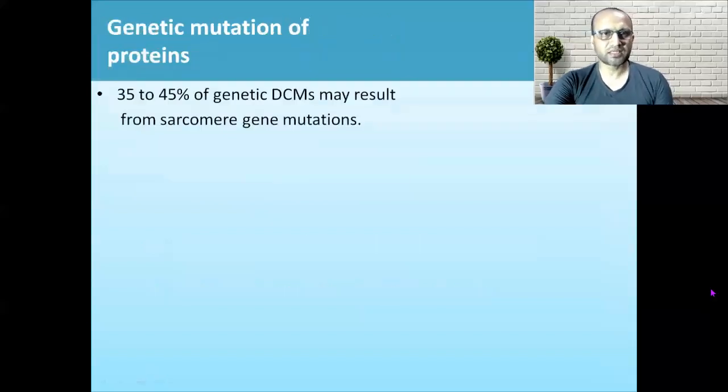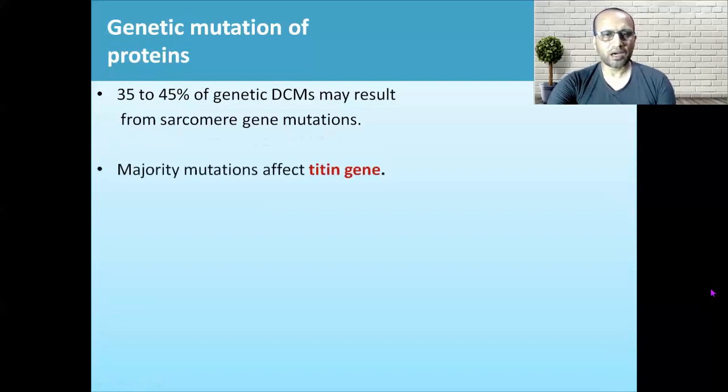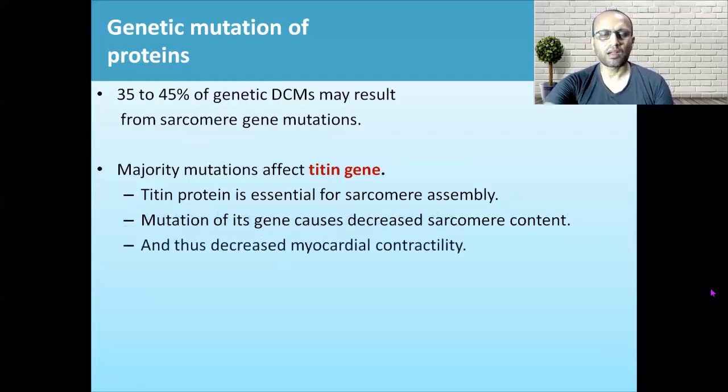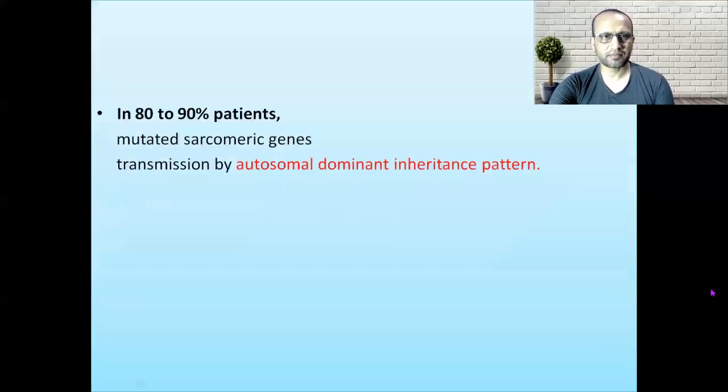35 to 45% of genetic dilated cardiomyopathies may result from sarcomere gene mutations. Majority of such mutations affect titin gene. And we have already discussed that titin gene is required for the assembly of sarcomere in cardiac myocytes. So when there is mutation of titin gene, there is decreased sarcomere content in the cardiac myocytes. And as a result, myocardial contractility is decreased.